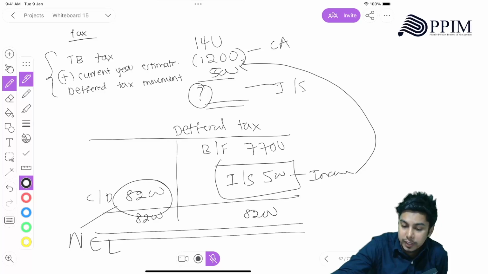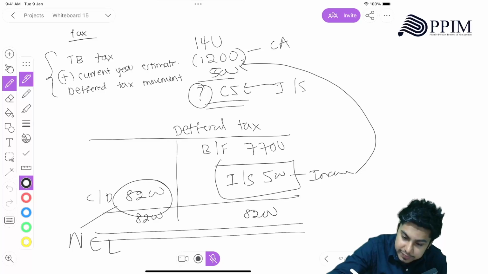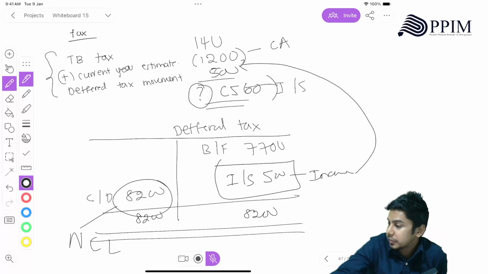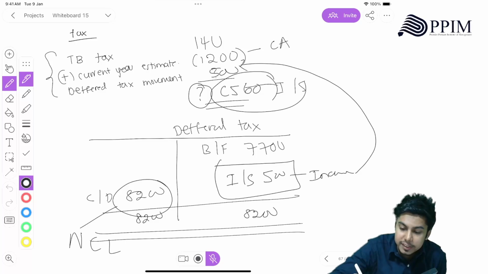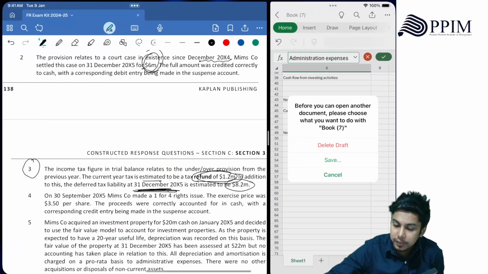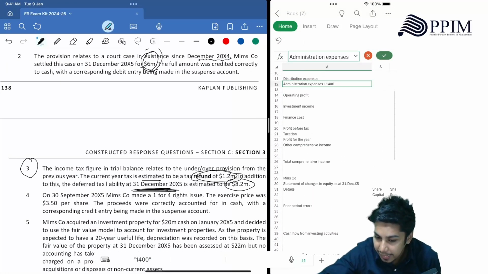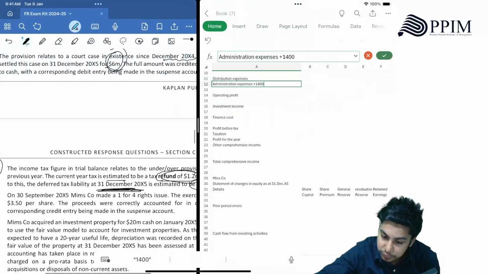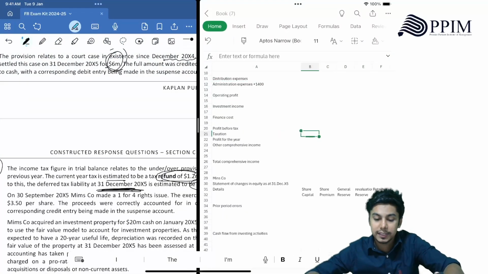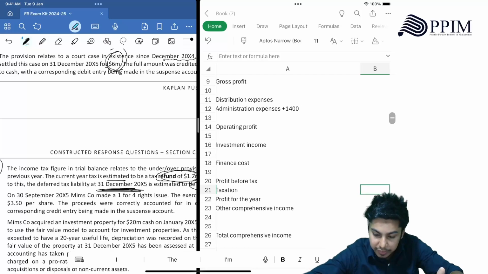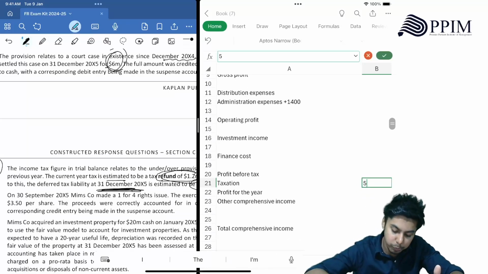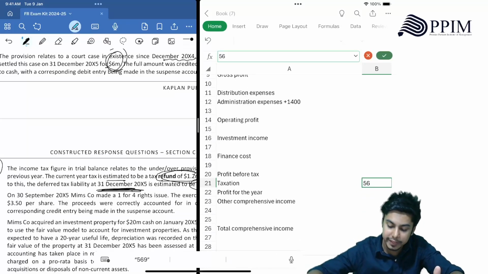500 plus 140 minus 1,200. Correct. Right, so when you do this, guys, what's the answer? Minus 560. Correct or wrong? That's the answer. Minus 560. Guys, now take this minus 560. Copy this now to your income statement as tax. Right, copy it, guys, over here as taxation. Right, what's the answer? Right, minus 560, copy it as positive 560. Okay, copy it as positive.